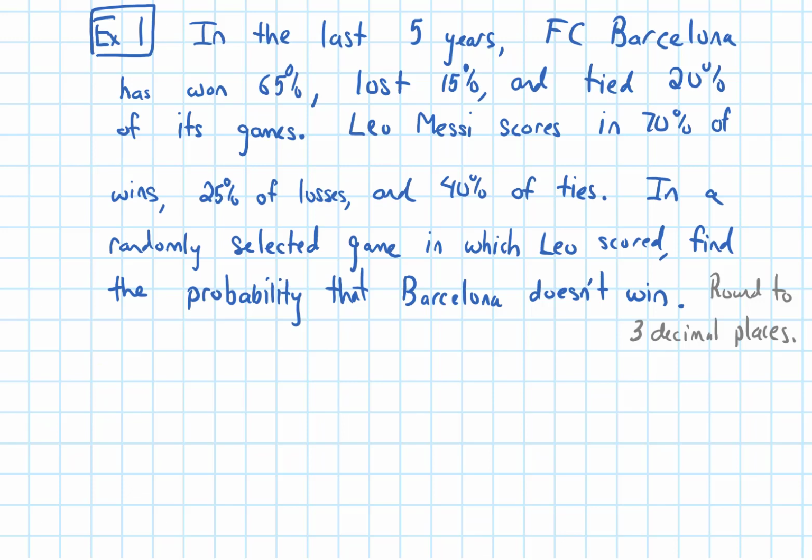Okay, so let me begin by writing down what it is that we want to find. We want to find a probability that Barcelona doesn't win. So let me write doesn't win. But there's something that we're given, because right before that it says it's a randomly selected game in which Leo scored. So we're given that he scores. All right, so let's set this up using a tree diagram.